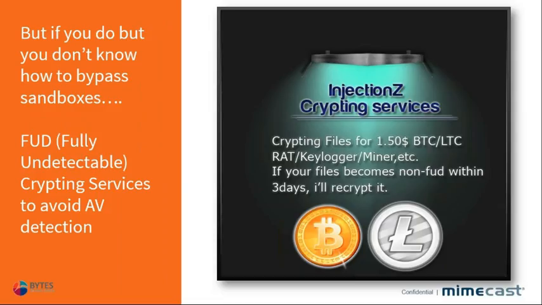But what about sandboxing? Well, Injection Z encrypting services will fully encrypt your file for you for $1.50. And these guys are so ethical that even if it's found to be detected, they will re-encrypt it for you free of charge. So for just over $40, you can have your own ransomware attack. All you need is somebody's email, have their own ransomware attack, and avoid any sandboxing they've actually got in place as well. Scary, isn't it?